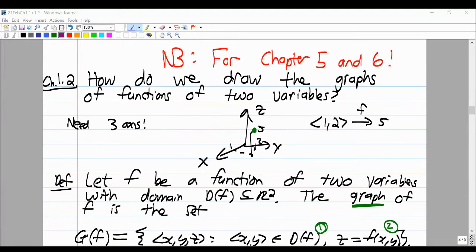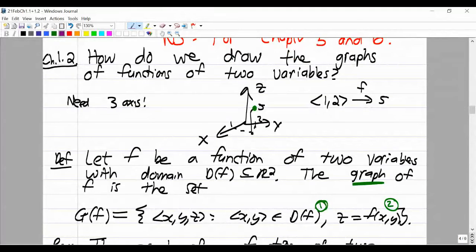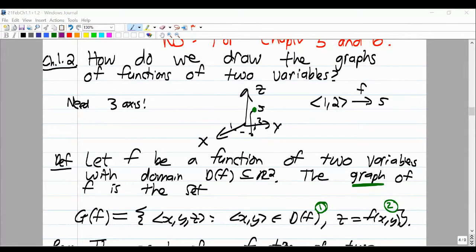So here is the formal definition. It's quite a mouthful, but you guys are smart. So let's go for it. Let f be a function of two variables. So this is only for functions of two variables, with domain D_f, which is a subset of R^2. Remember, because it's a function of two variables, it's a set of 2D vectors. That's a subset of R^2. So D_f is all the 2D vectors you can plug into f.